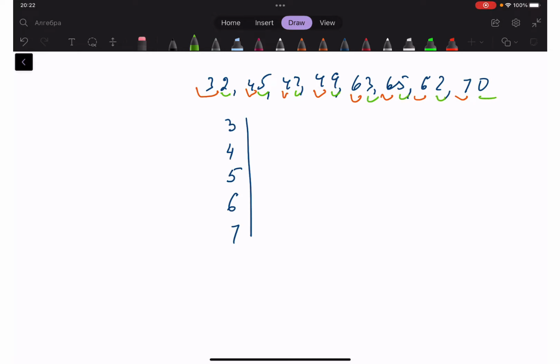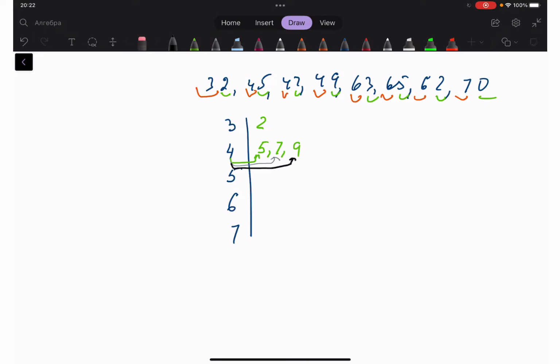So let me write down 32. 3 is the stem, 2 is the leaf. For 4, we have 45 with the stem 4. We have 45, 47, 49, so I'm writing down 5, 7, 9. If I read it, I'm going to read 45, and then 47, and then 49.